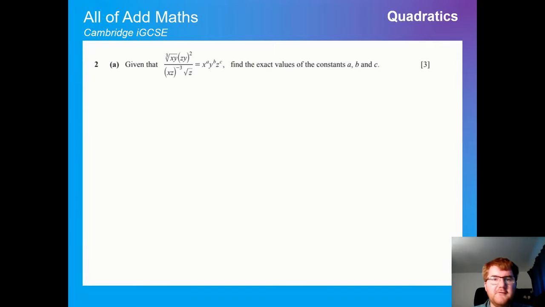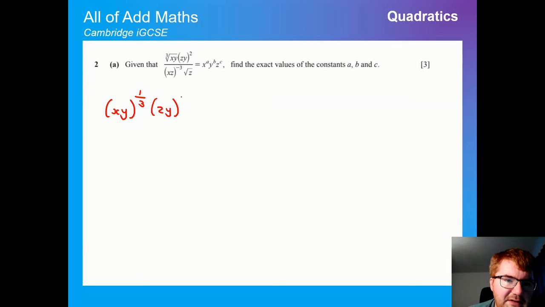Right, let's look at another example. So very similar, this one, slight twist at the end, which we'll see in a moment. So again, same procedure here. We want to write this out all in index notation and then put it in order and then simplify. So the cube root of xy, we can write that as xy to the power of a third, and then we've got zy squared, which we could multiply out immediately, but I'm just going to take this in steps.